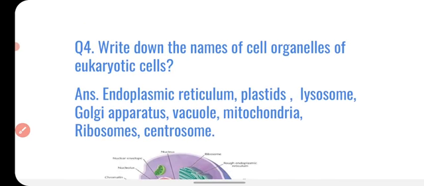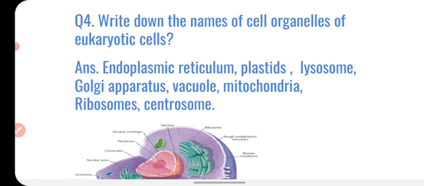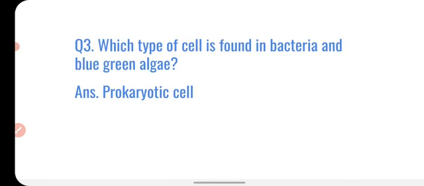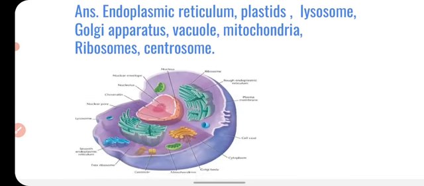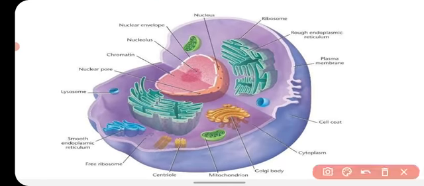Next question is, write down the names of the cell organelles of eukaryotic cells. On the basis of the nucleus, you know that there are two types of cells, prokaryotic and eukaryotic. We discussed the prokaryotic cell here, and now we will see the eukaryotic cells. Eukaryotic cells are the cells which have a very well developed, well-defined nucleus. You can see here, this is the nucleus. It has nuclear membrane, nucleoplasm, chromatin thread, and nucleolus.